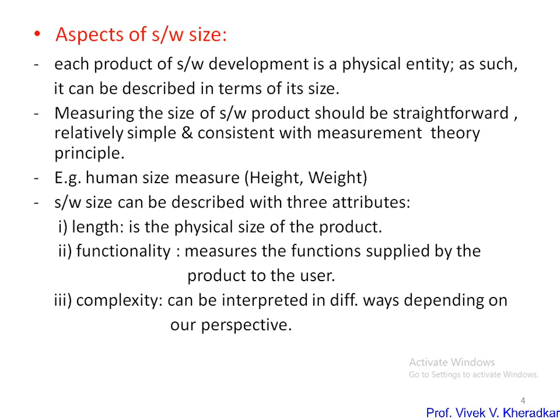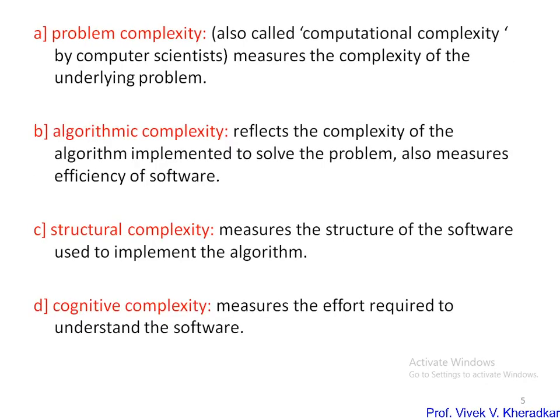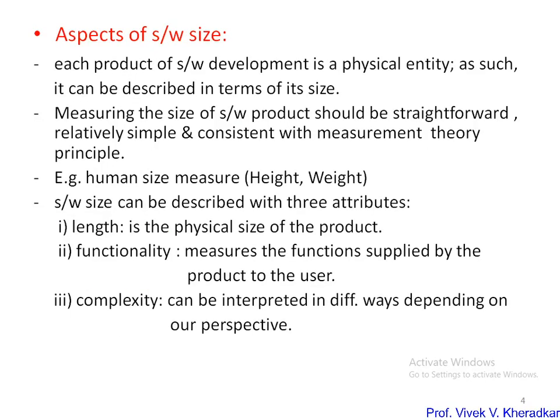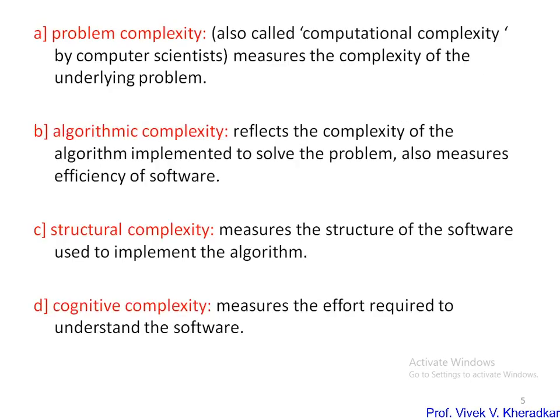We will see them one by one. The first is length. Length is the size of the product. Complexity, on the other hand, is a way of measuring in which the perspective is different.